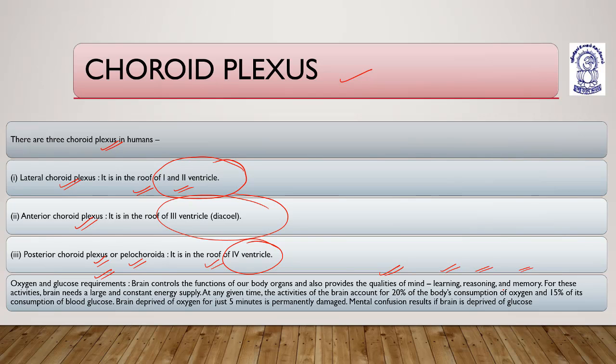Oh my goodness. Only the brain needs 20% of the oxygen, and 15% of the glucose consumption is done by brain because the brain needs to constantly maintain all these integral, qualitative activities of mind like learning, reasoning, and memory. Brain deprived of oxygen for just 5 minutes is permanently damaged. Mental confusion results if brain is deprived of glucose.